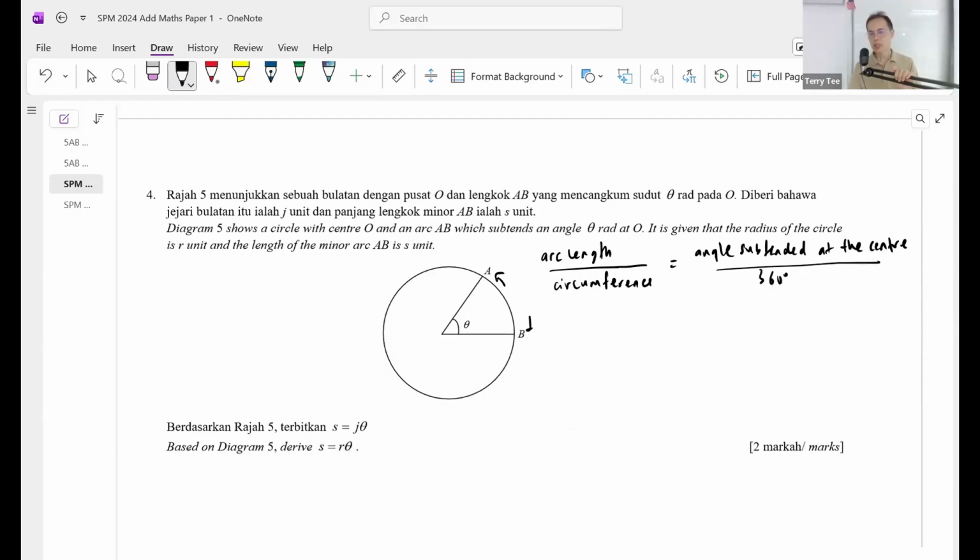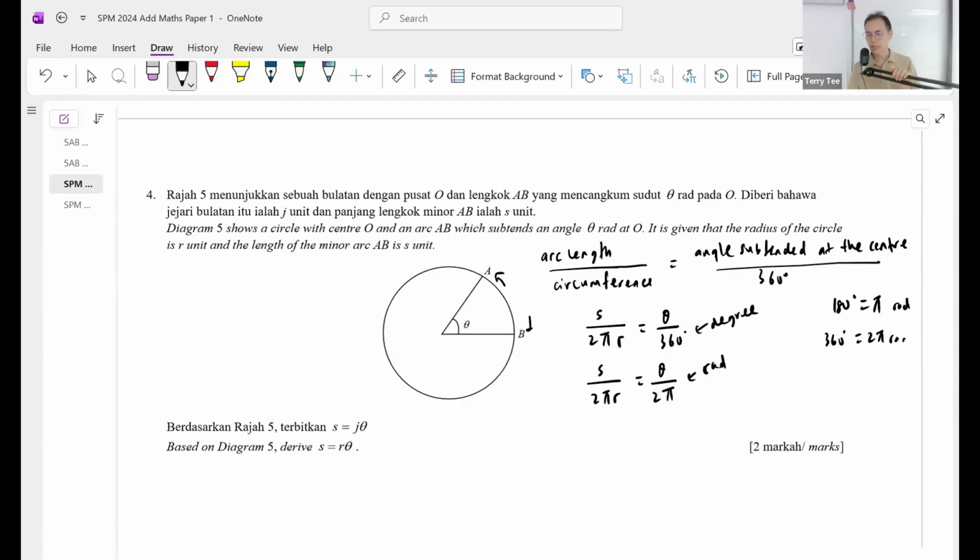So your arc length, we use the symbol S. Circumference, we use 2 pi r. Now, if angle theta is in degree, then we use theta over 360. But if your angle theta is in radian, we use theta over 2 pi radian. This is still in degree. This one we convert to radian. Remember, 180 degree is 1 pi radian. 360 degree is 2 pi radian.